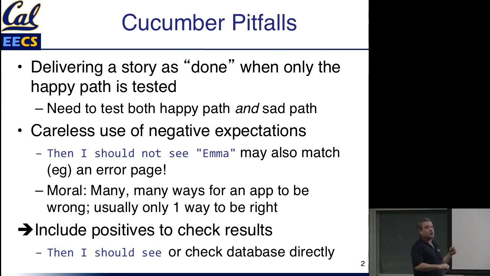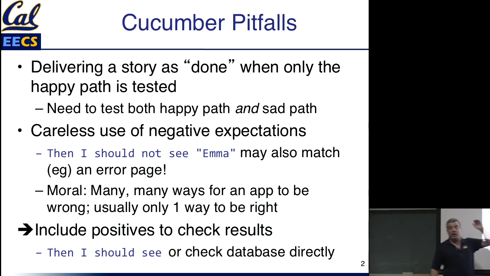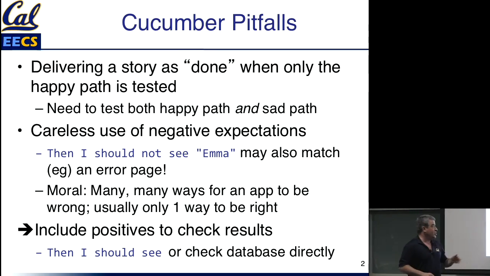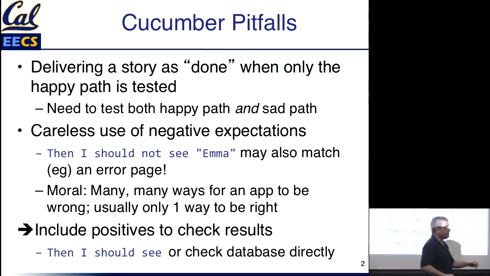They only tell you what you don't expect to happen, but there's many, many ways that your app can make a mistake, and usually only one way that it can be right. So if you're doing stuff like this, make sure you're also including positive expectations or positive assertions to check the results in the database, to check whether there are other things on the page that at least will give you a signal that it's the correct page, right? Like if it's really the list of movies page, okay, maybe you should not see this movie, but there are other movies that should still be there. So including those positive expectations sets some additional confidence that your test actually is testing the thing that you think it's testing.